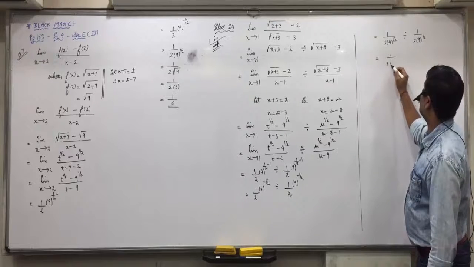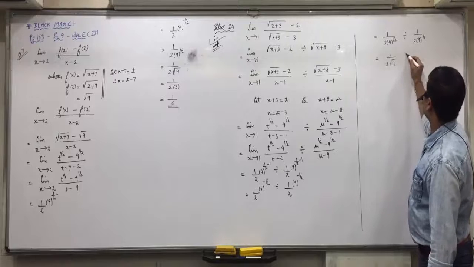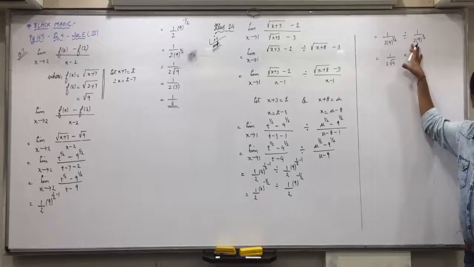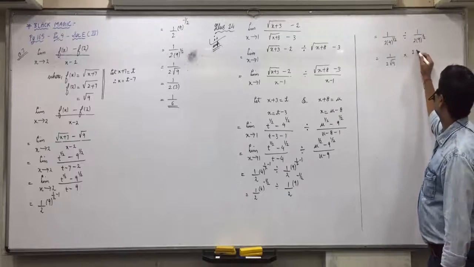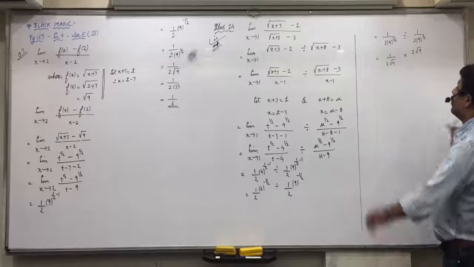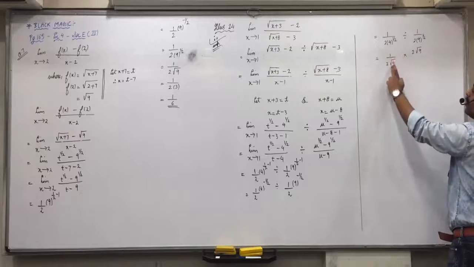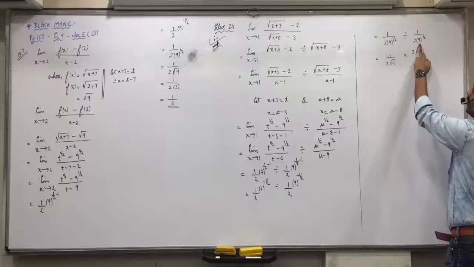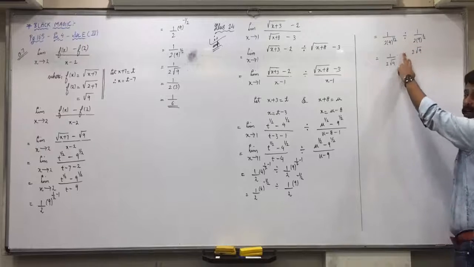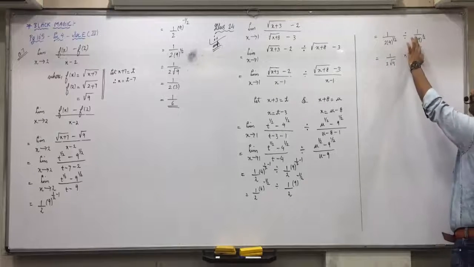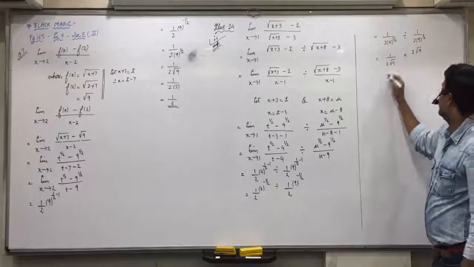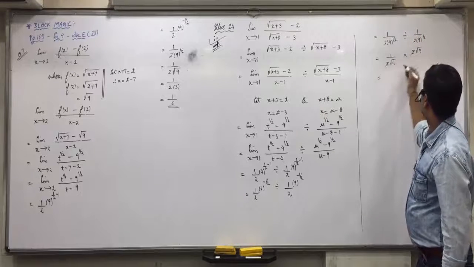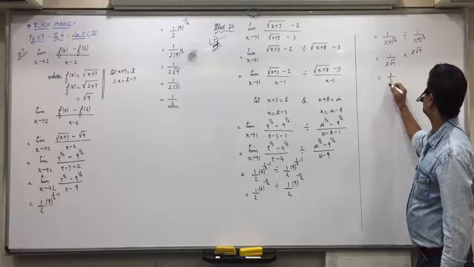What is 1 by 2 power? And can I say divide by this means multiplied by the reciprocal? Okay, 1 by 2 power means square root of 4, 1 by 2 power means square root of 9, and divided means multiplied by the reciprocal. So I multiplied by 2 root 9. 2 gets cancelled. Root of 9 is 3, root of 4 is 2.